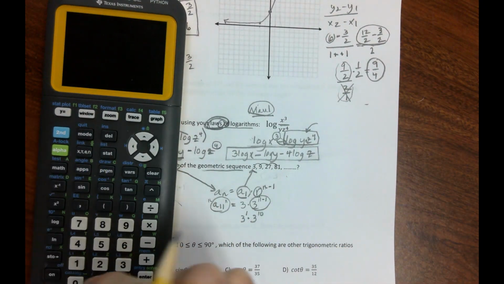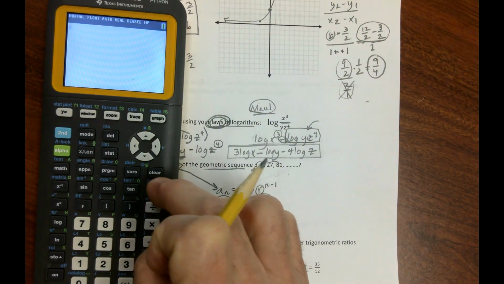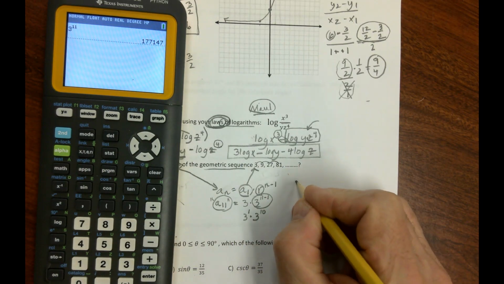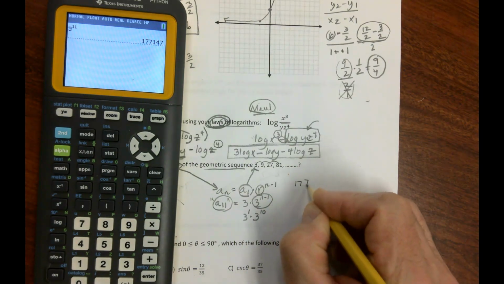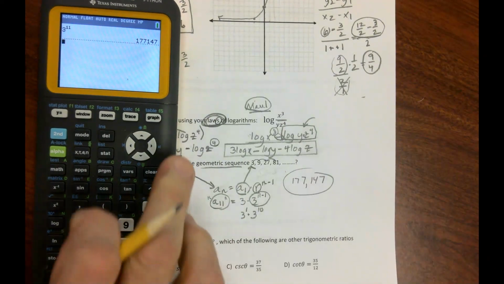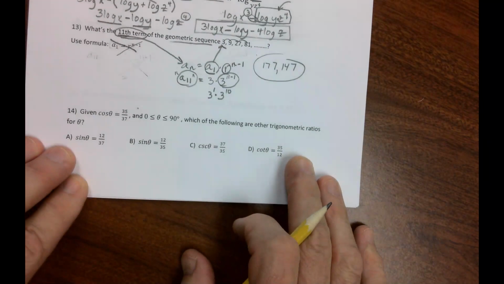So I'm going to turn this on. And so here we go. 3 to the 11th power. So we would get 177,147. Good luck doing that one without the calculator. All right, let's go on to 14.